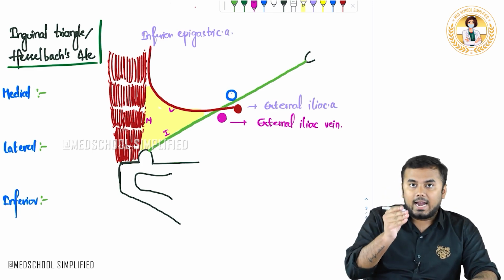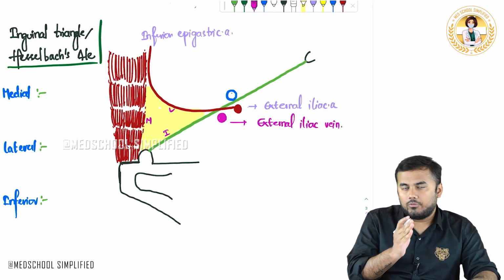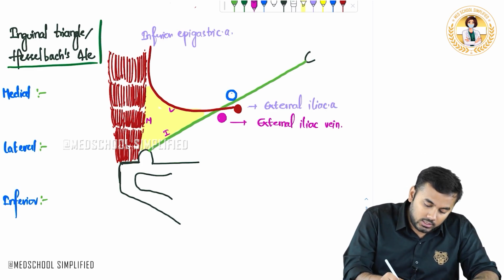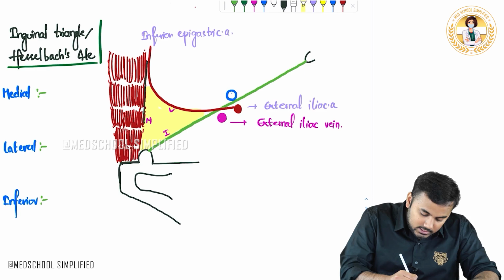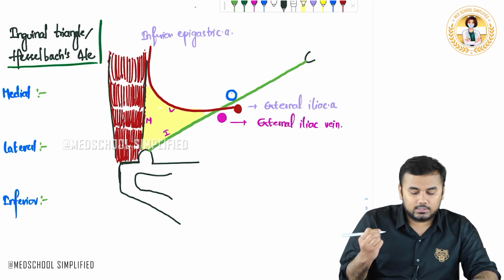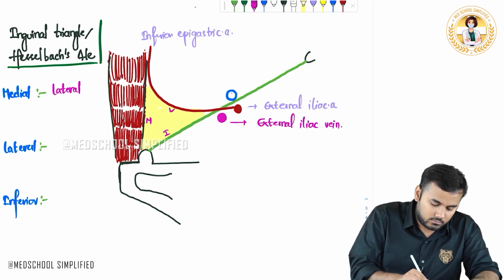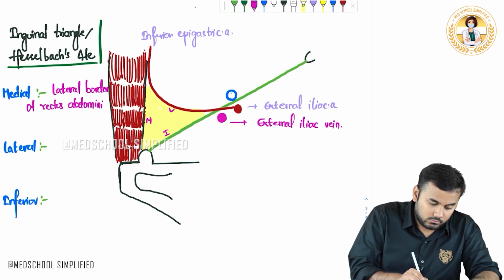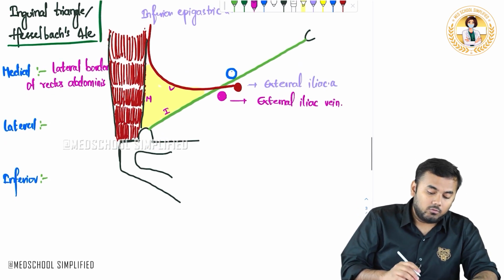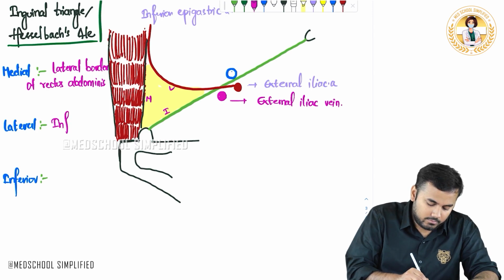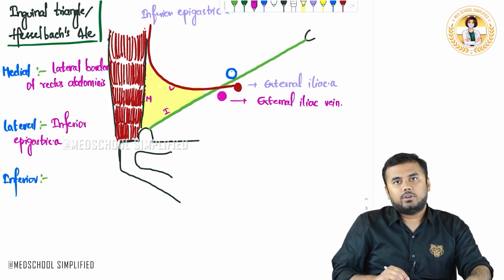Medially, I have got the lateral border of rectus abdominis. Right. So, even if this is rectus abdominis, this is a lateral border. Here also on the other side, this is also a lateral border. So, I have got the lateral border of rectus abdominis. Next, laterally, what do I have? Inferior epigastric artery. Laterally, I have got inferior epigastric artery.